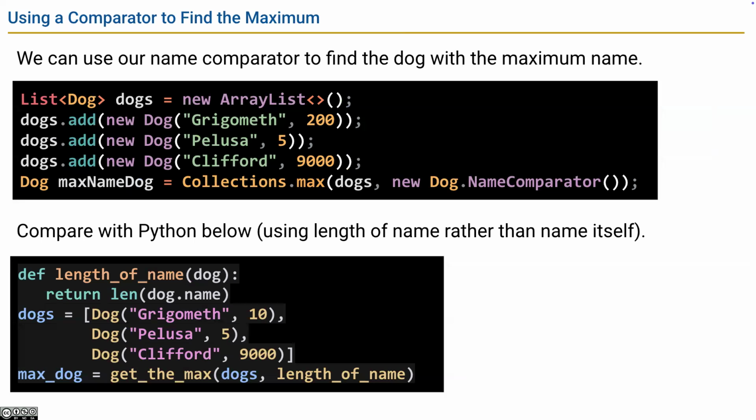Okay. So at this point, what we could do is use our NameComparator to find the dog with the maximum name, where it would be Collections.max(dogs, and then I pass in this NameComparator object), and I would get, in this case, Palooza. By contrast, if I use Python, it might look something like this. And notice in this case, I was using the length of the name rather than the alphabetical order. And again, I know that's slightly annoying, but I decided it was a better choice.